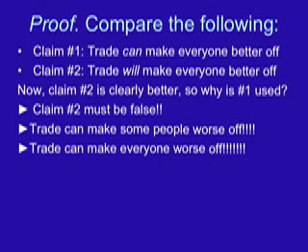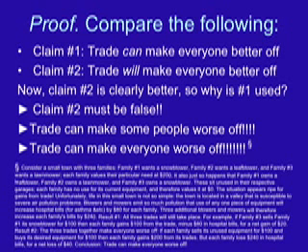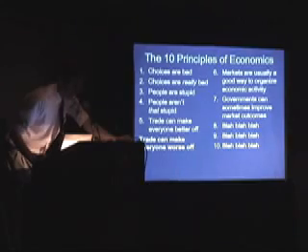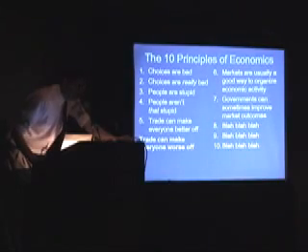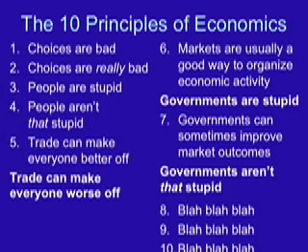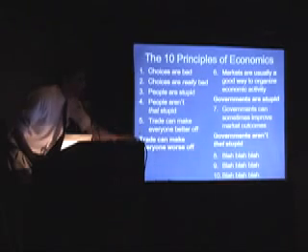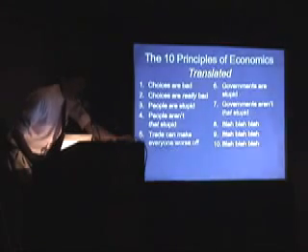Some people apparently didn't like this deconstructive proof or destructive proof. They wanted a constructive proof, so I added this footnote. There are the details. Now notice the final two, governments are stupid, governments aren't that stupid, follow immediately from principle 5 in its translation. If trade can make everyone better off, what the heck do we need government for? But if trade can make everyone worse off, we better have a government around to stop people from trading.